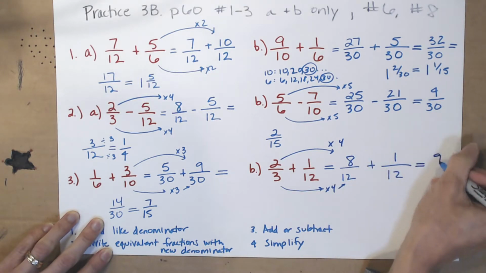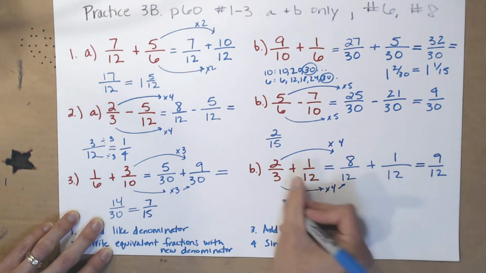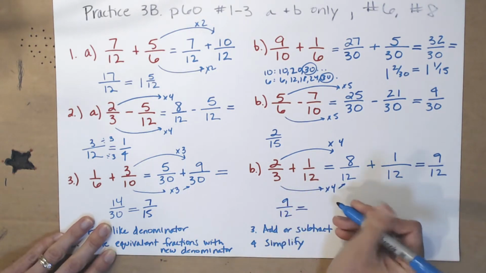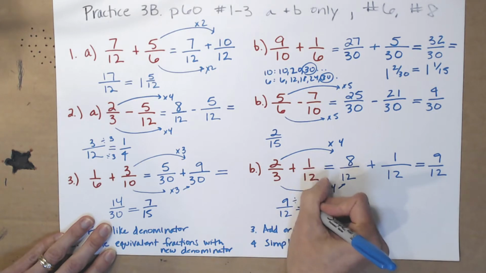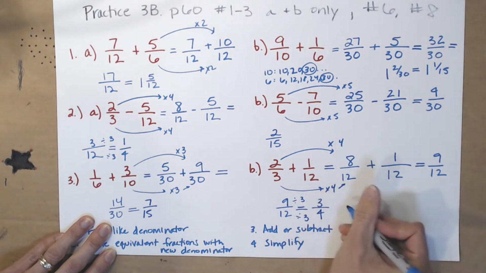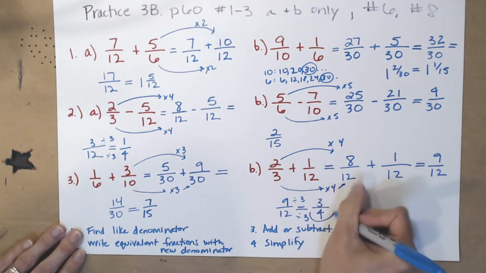8/12 plus 1/12 is 9/12. 9/12 can be simplified because they're both divisible by 3. So divide top by 3, divide bottom by 3, and we get 3/4.